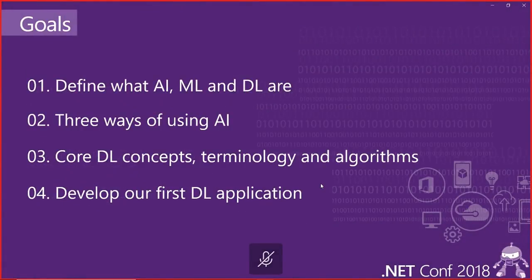About this course, the takeaway is that at the end of the course you will understand what artificial intelligence is, defined in the context of science, what machine learning is, and also what deep learning is. You will learn the way you can develop artificial intelligence and infuse it in your applications to make them smart. You will also understand the core concepts of deep learning, some of the technology, some of the terminology, and the algorithms. And we will also develop some cool stuff. So let's go ahead.